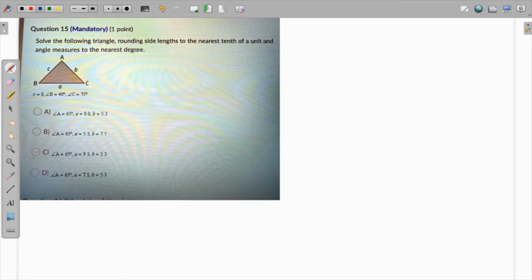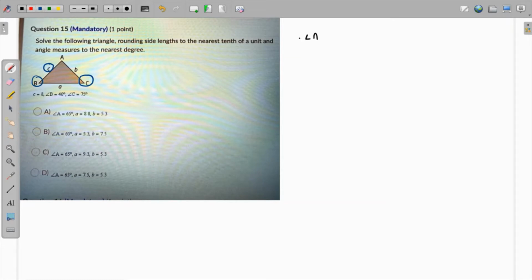Solve the following triangle, rounding side lengths to the nearest tenth of a unit and the angle measures to the nearest degree. Okay, so we are already given the side C, the angle B, and angle C. So angle A is the easiest to find because the remaining two angles are already given.